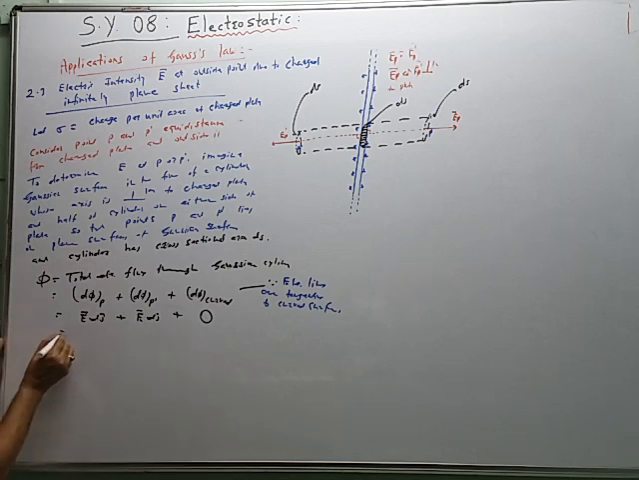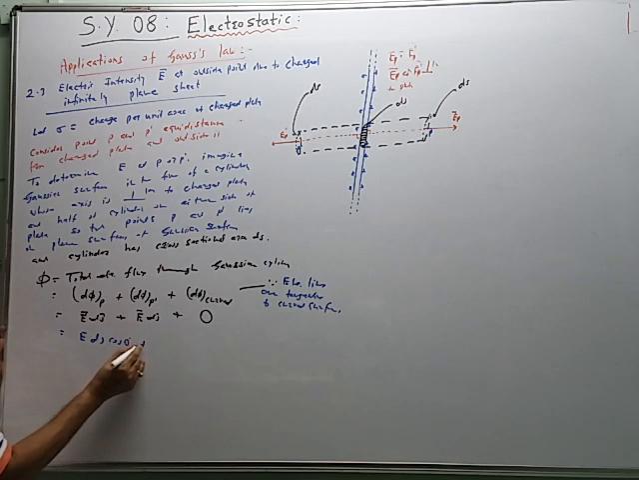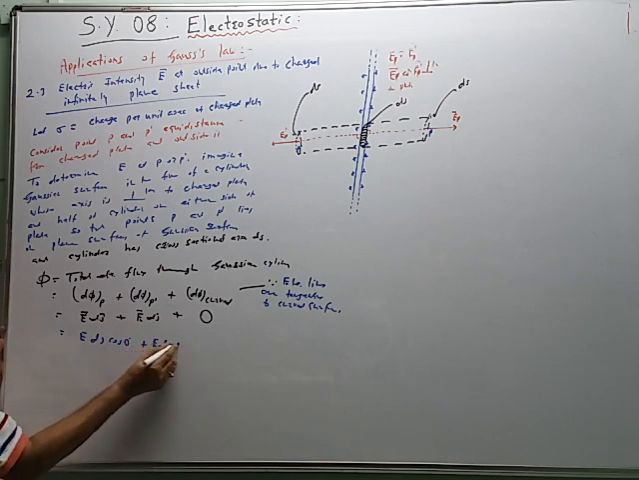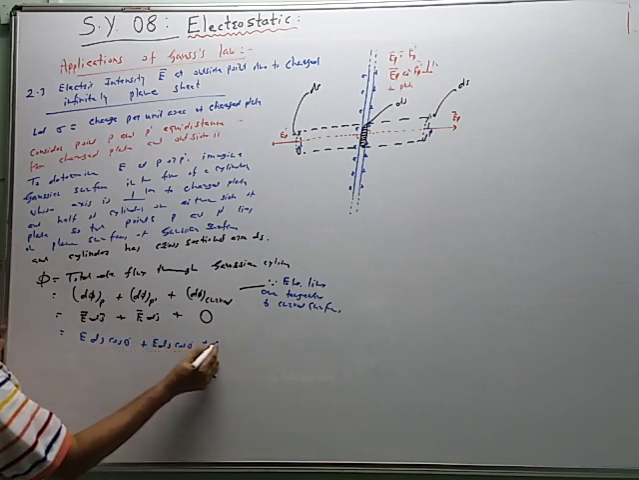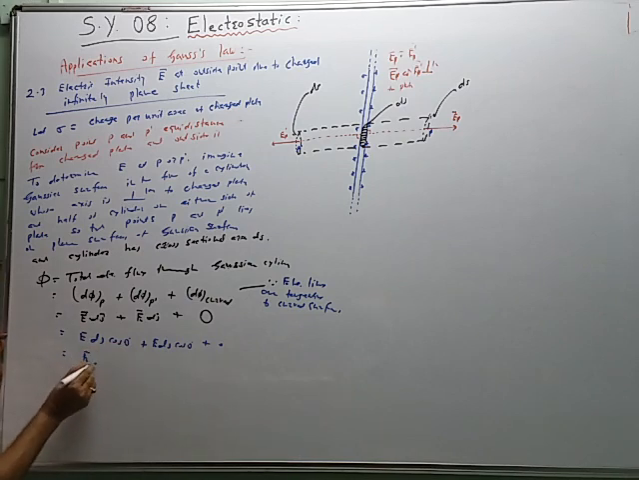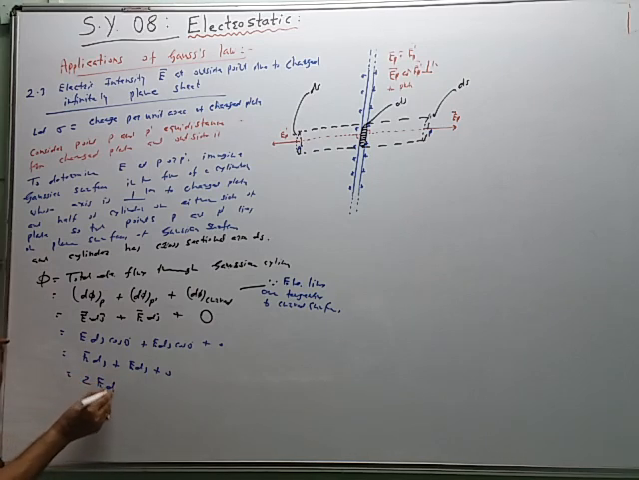So this is equal to EDS cos of 0 degree plus EDS cos of 0 degree plus 0. So this is equal to EDS plus EDS plus 0. So this is equal to 2 times EDS.